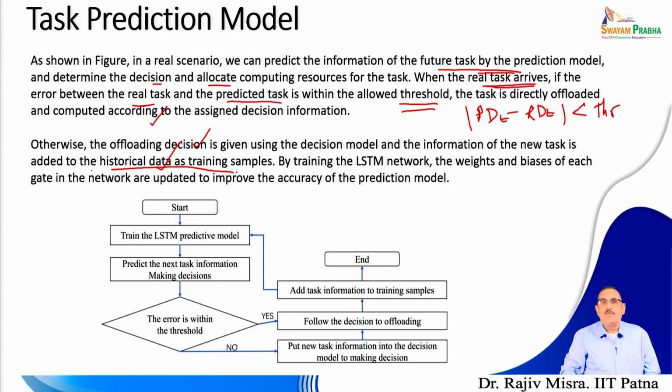By training the LSTM model, the weights and the biases of each gate in the network are updated to improve the accuracy of the prediction model. Let us see this through the flow diagram. Here we start by training the LSTM predictive model and then predict the next task information, making the decisions. If the error is within the threshold, it will follow the decision to offload, and then add the task information to the training samples. Otherwise, if it is no, then it will put the new task information into the decision model for making decisions, and so on.